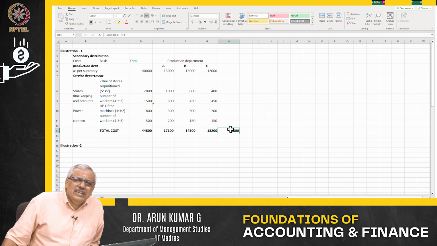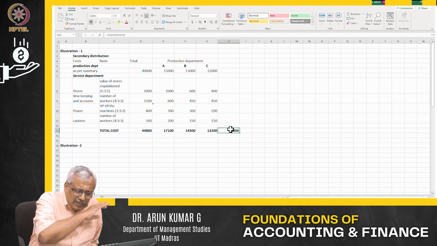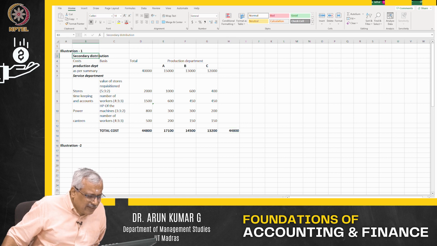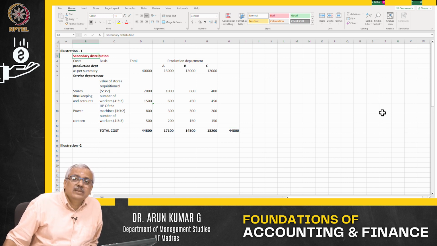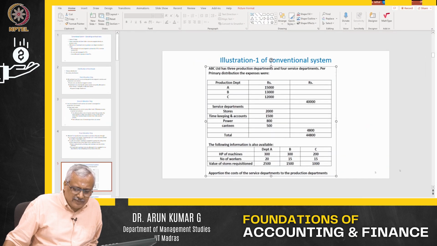So what did we do? A simple secondary allocation on some basis. On some basis, we directly took it and directly allocated it. That is what we call a secondary distribution. I am going to highlight it in red. We have not done any primary. We will do the primary and the secondary as we go to the next illustration.